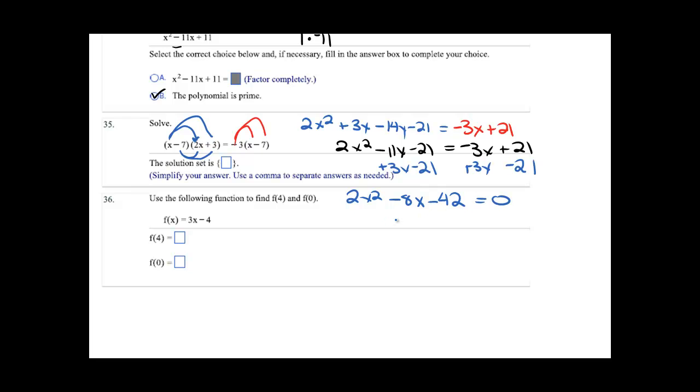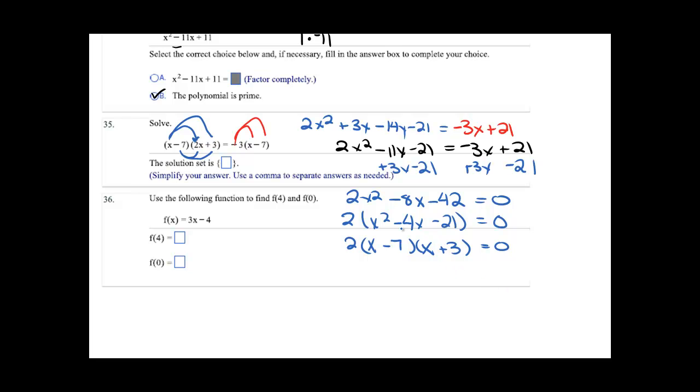Now I need to factor the left-hand side. I see that there is a 2 in common with all of the terms. So the first thing we want to do is pull out the 2. And we'll be left with x squared minus 4x minus 21 equals 0. And then x squared minus 4x minus 21 is pretty easily factorable. Because there's not a number in front of the x squared, we're going to put the x in front of both. And we need two numbers that multiply to -21, so opposite signs, and then add to -4. Well, a -7 and a positive 3 will work.